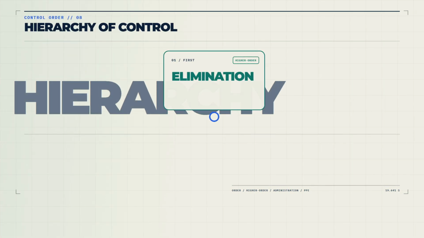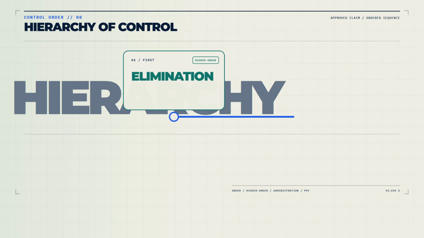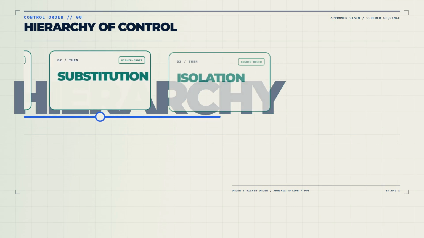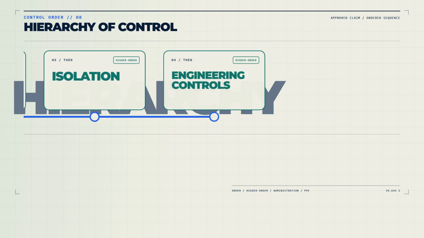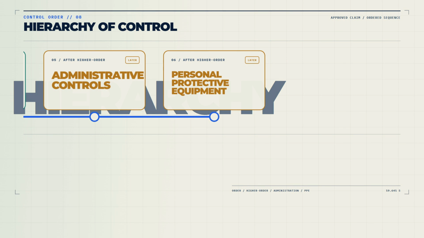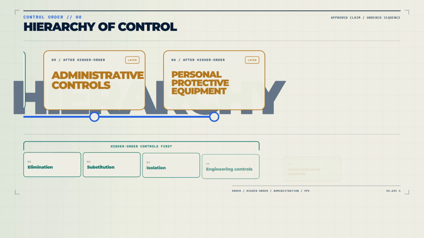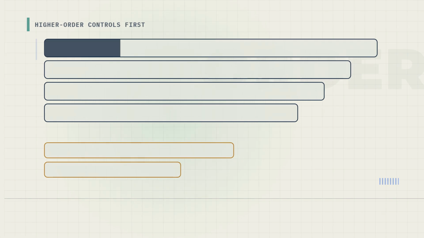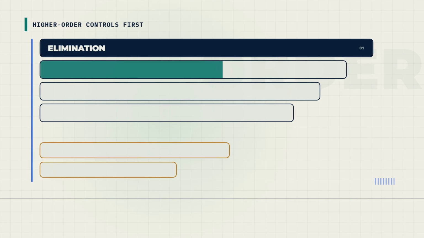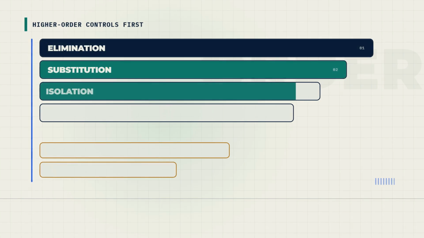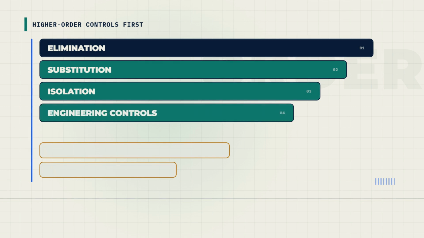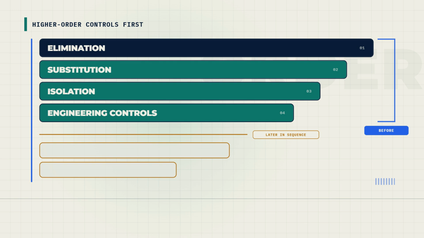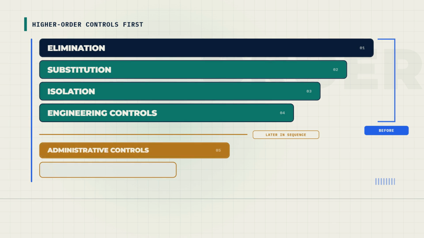Lead exposure controls should follow the hierarchy of control. Begin with elimination. Then move through substitution, isolation and engineering controls before administrative controls and personal protective equipment. The order matters because the approved claim places high-order controls before administration and PPE. Elimination sits at the top of the approved sequence. Substitution follows. Isolation and engineering controls come before administrative controls and personal protective equipment.